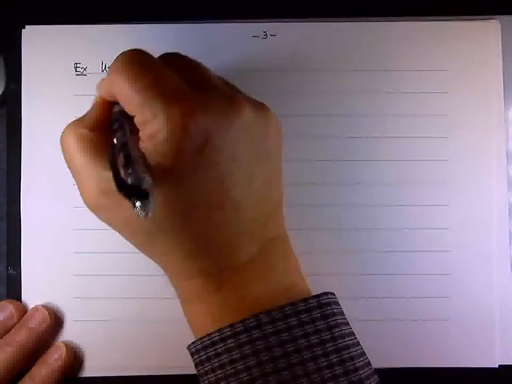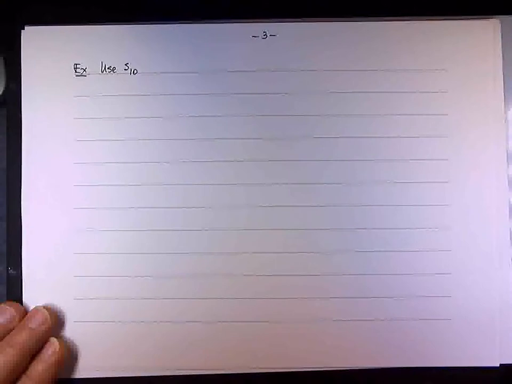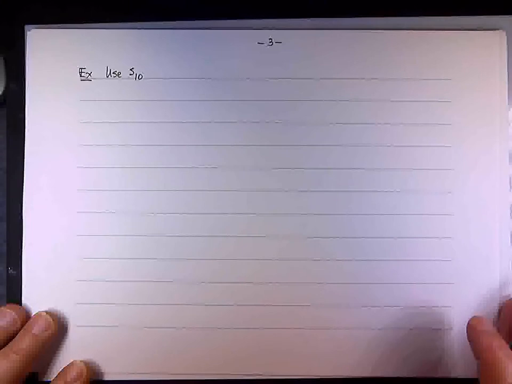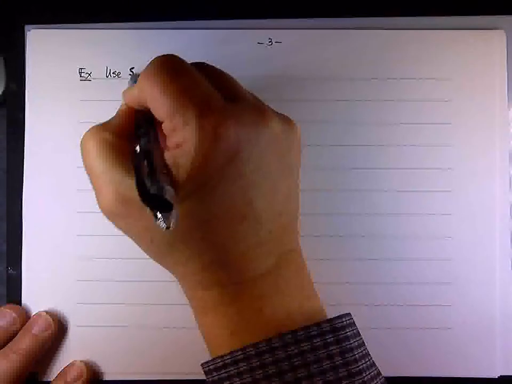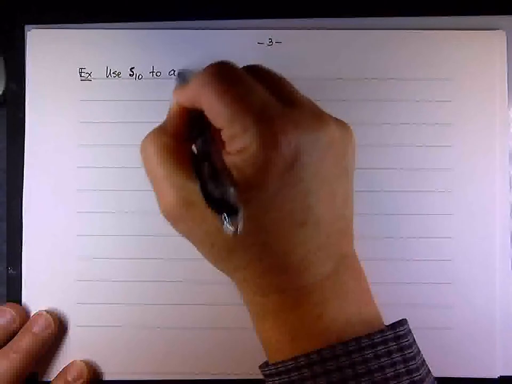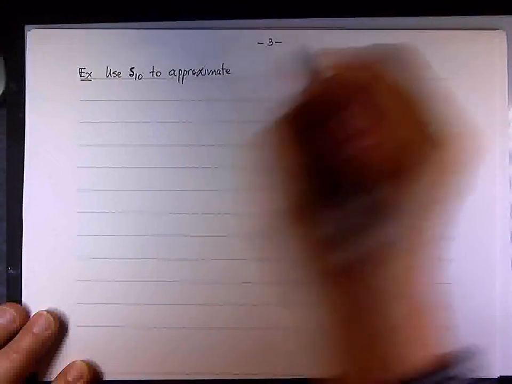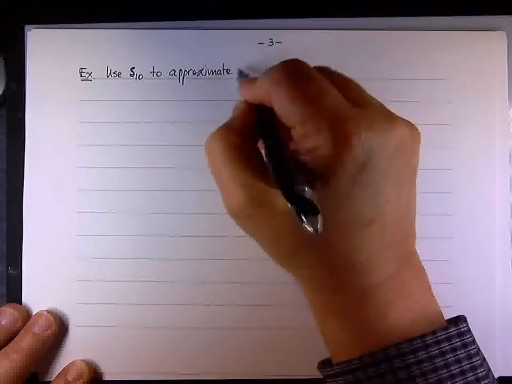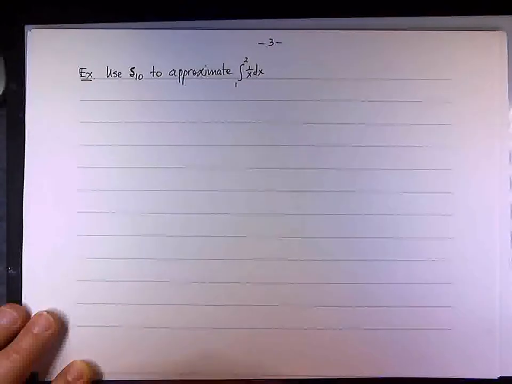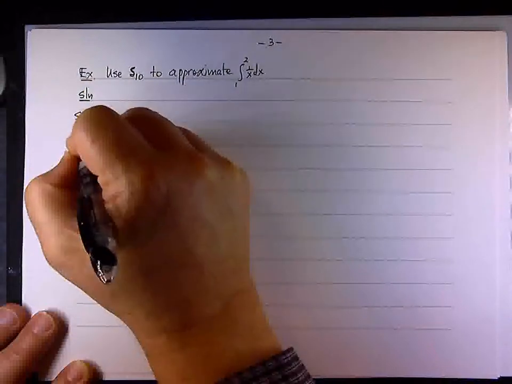In this example, let's use S sub 10. In other words, we're going to use 10 subintervals. Remember, the number of subintervals has to be even. S stands for the Simpson rule approximation. So we'll use S sub 10 to approximate our integral from 1 to 2, 1 over x dx.